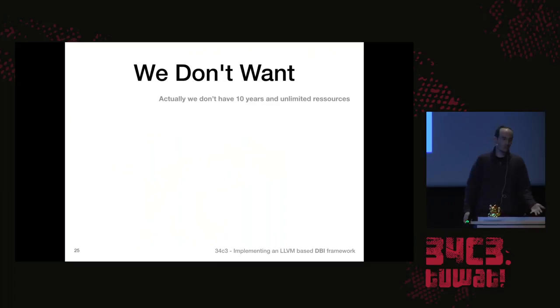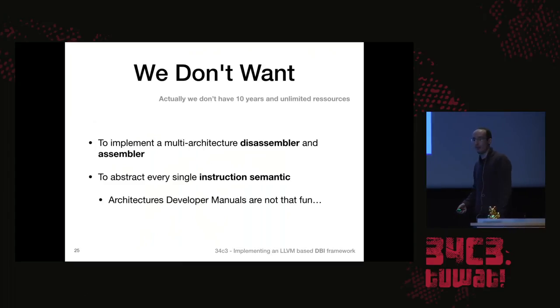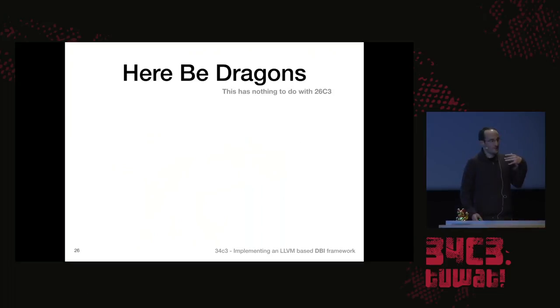Also, what we don't want: we don't have unlimited resources. So if possible, we don't want to implement a multi-architecture disassembler and assembler. And about the intermediate representation, we don't really want to parse every single manual for every CPU of every architecture we want to support, because I like developer manuals, but they are not that fun. We don't have 10 years to spend on parsing them. But things have changed recently.